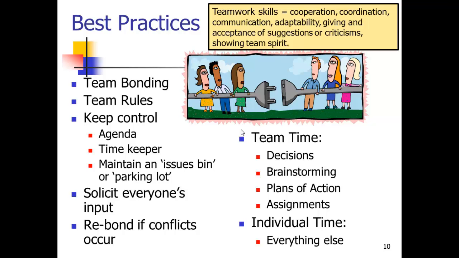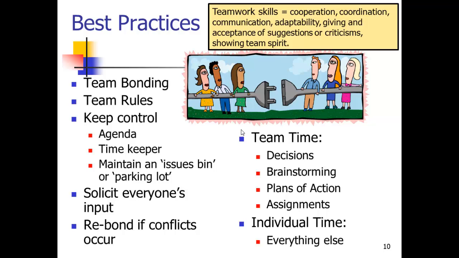And then giving and accepting suggestions or criticism. So we talked about that earlier with constructive feedback as a way to how to effectively do that. And again, all these things, when displayed by especially all the people in the team, will result in a very high functioning team. And then showing team spirit. So there you go. I'm showing team spirit with my little hat that says IE, Cal Poly IE.